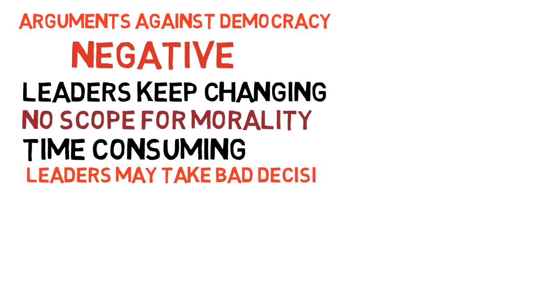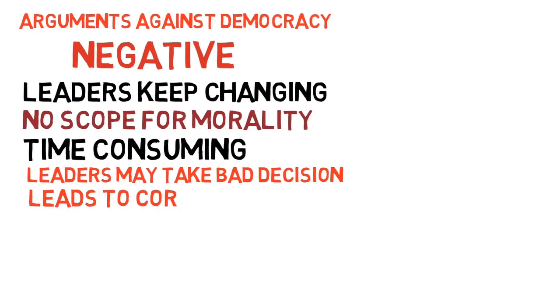Sometimes leaders may take a bad decision also, because all leaders might not be aware of the public, and they can't take a decision in favor of the public. That's the reason some leaders may take bad decisions. And our last negative point is that it leads to corruption. As democracy is based on electoral competition, it leads to corruption. So we have seen arguments against democracy.